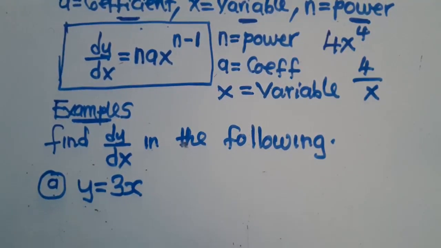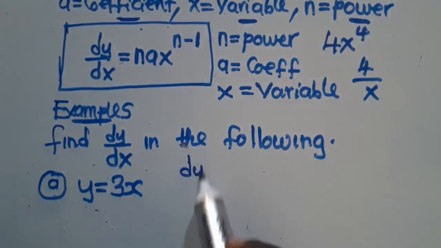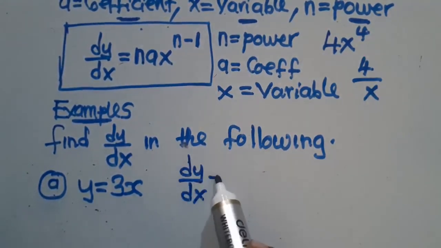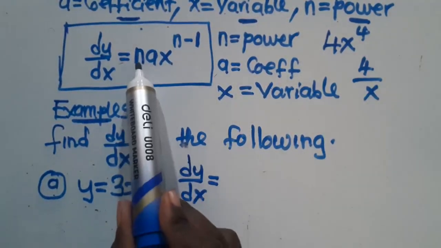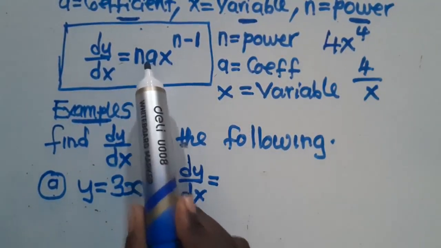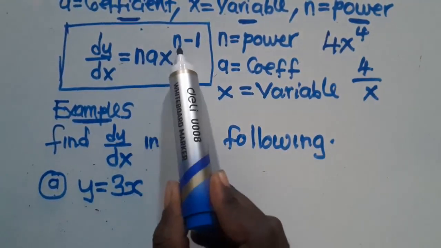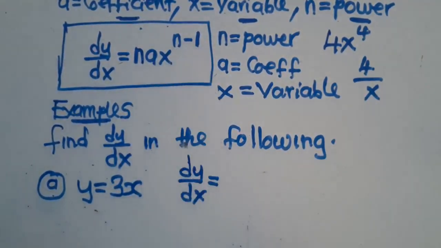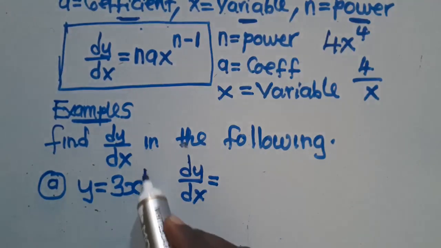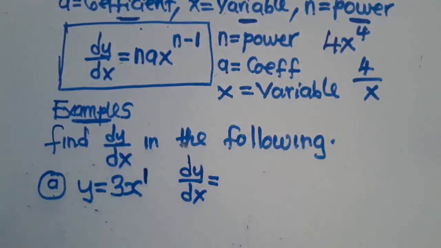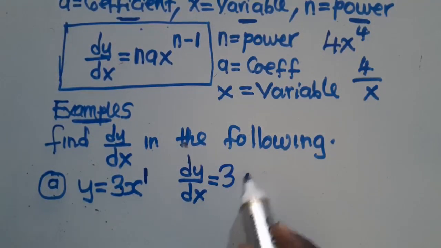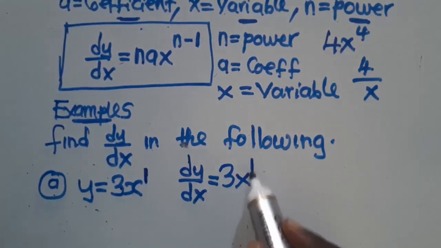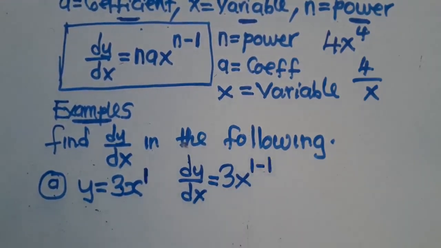What you are going to do is this. You say dy dx is equal to, using this formula which is here. Have you seen power times coefficient? The variable maintain, then from the power you remove 1. This is what is happening. So what is the power there? The power is 1. So you say 1 times 3, you get what? 3. You put x here. From the power 1, you say minus 1. This is what we are doing. So what answer are you going to get?